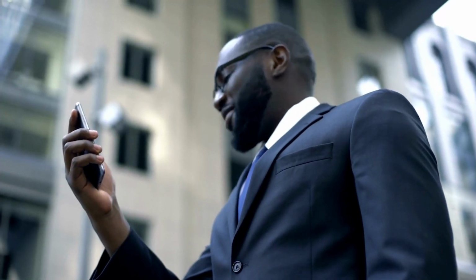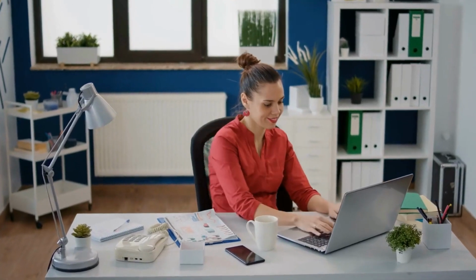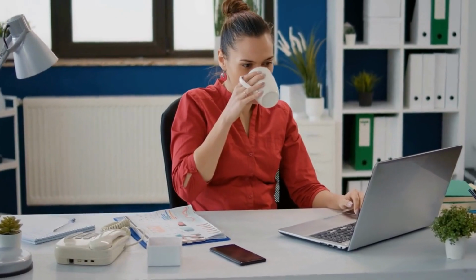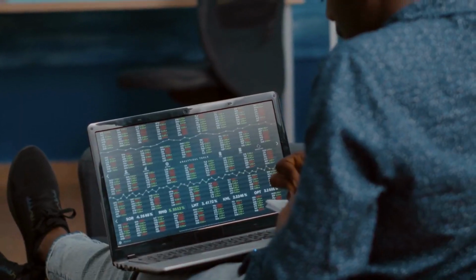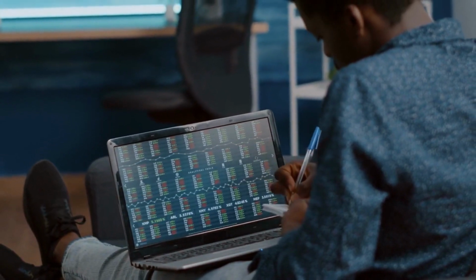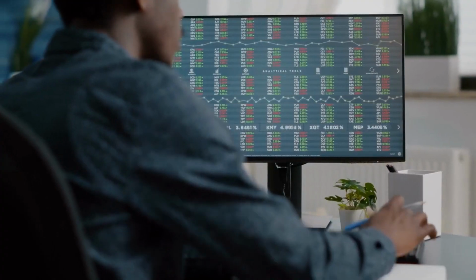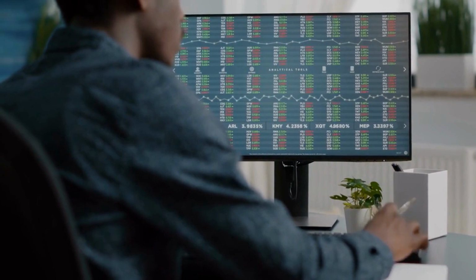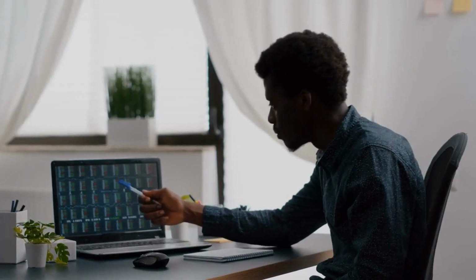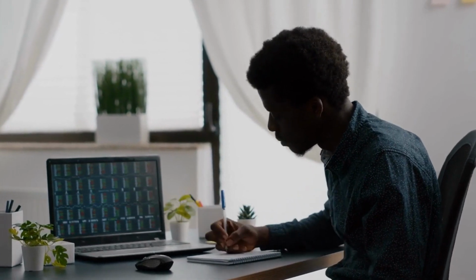After purchasing gold mining stocks, it is essential to monitor your investment regularly. You can track the performance of the stock and adjust your investment strategy based on market trends and your investment goals. Sell your shares. When you want to sell your gold mining stocks, you can place a sell order online or through a broker. You will receive the proceeds of the sale in your brokerage account, which you can withdraw or use for further investments.